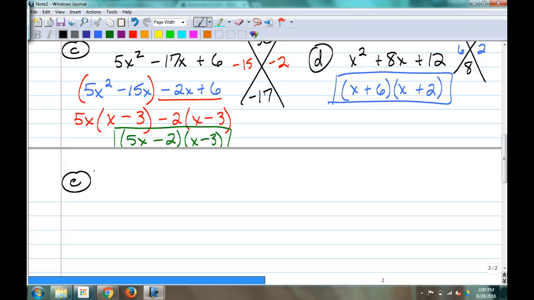Example E. Let's say we had n squared plus 2n minus 63.